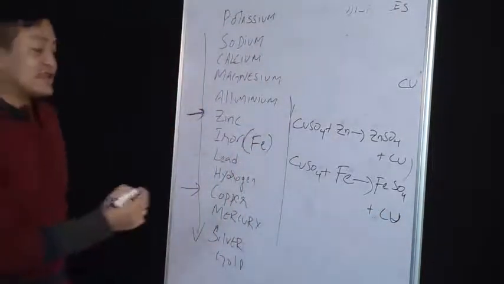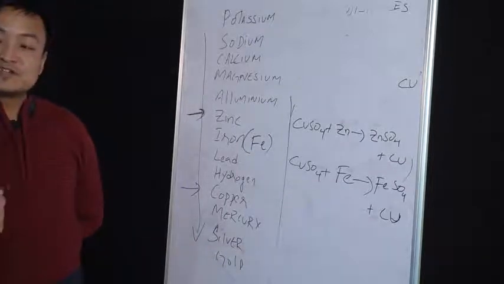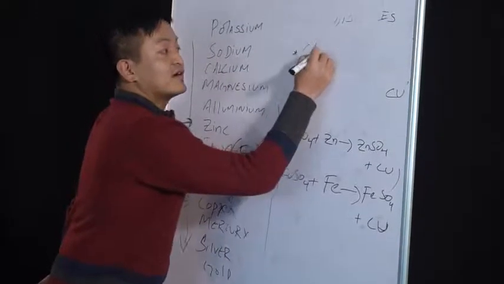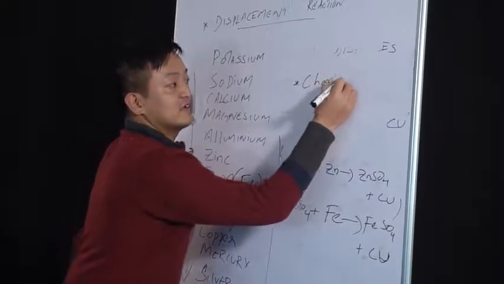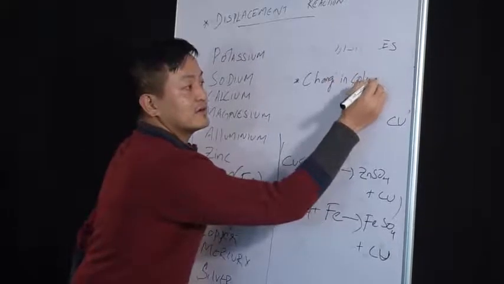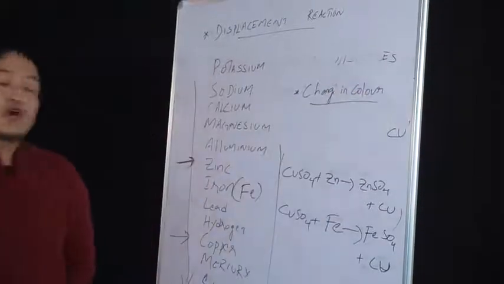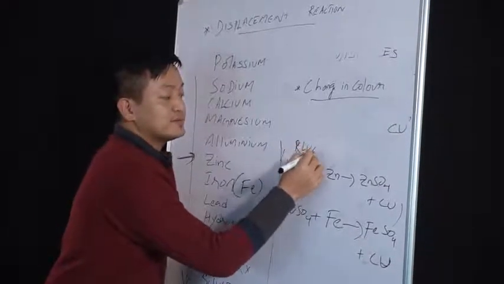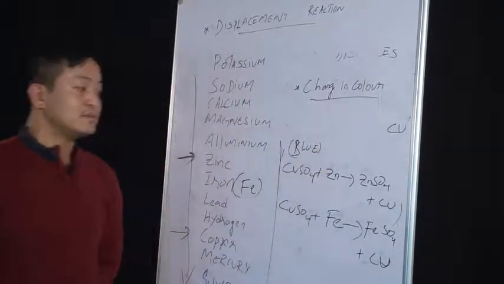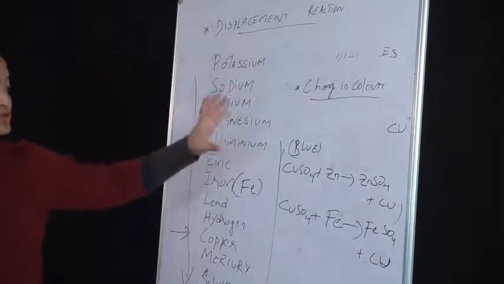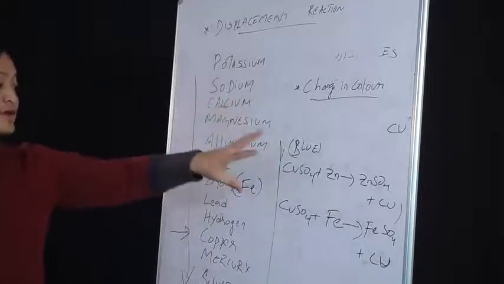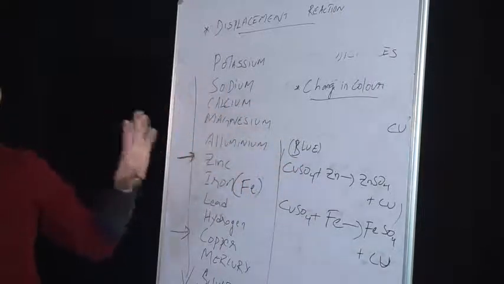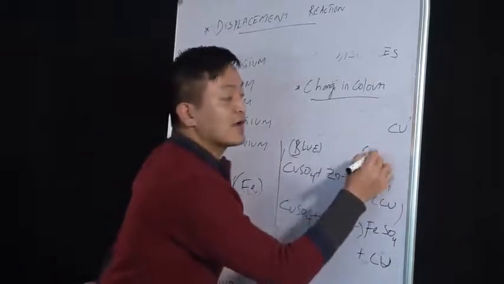Now the second kind of confirmation or observation that we'll see in displacement reaction is change in color. Copper sulfate is bluish in color. It is blue in color. So now copper sulfate, blue in color, when zinc reacts with copper sulfate, then the color will change. The color will change to colorless.